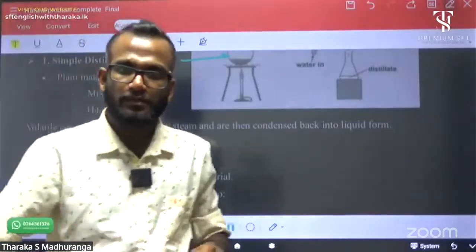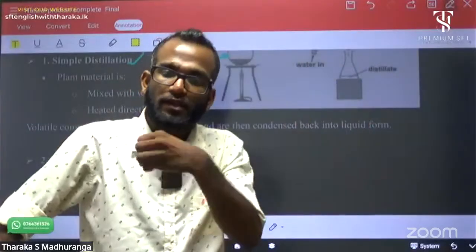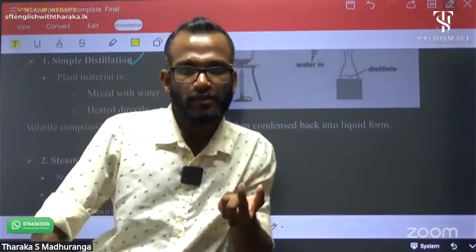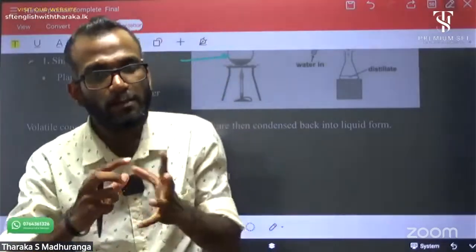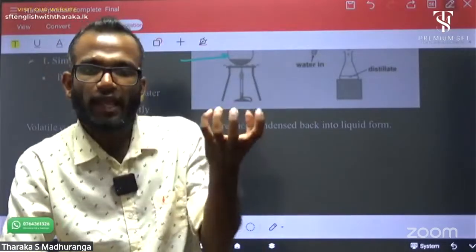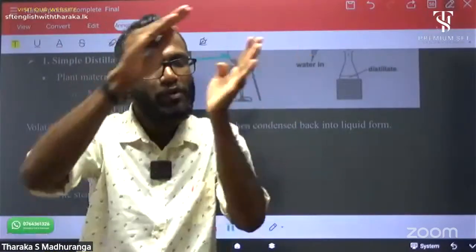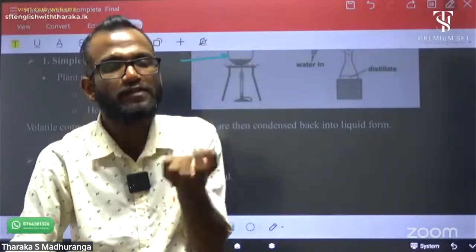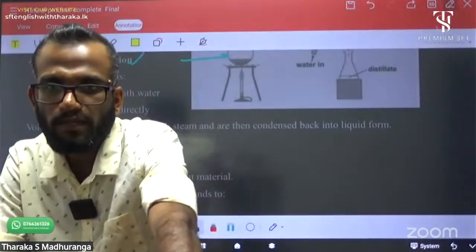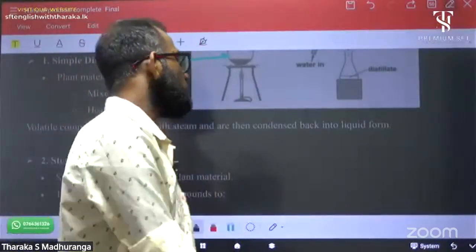Volatile compounds are not continuously wasted, because again they are converted into liquid. Yeah, it's a simple distillation, simple technique. Plant material and water solvent in the same chamber. When it is heated, it evaporates and goes through the condenser. In the condensing process, all this vapor is converted into liquid and collected in the container. This is simple distillation.